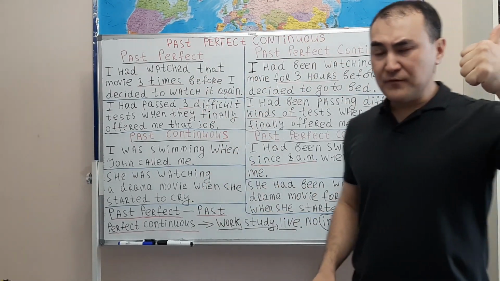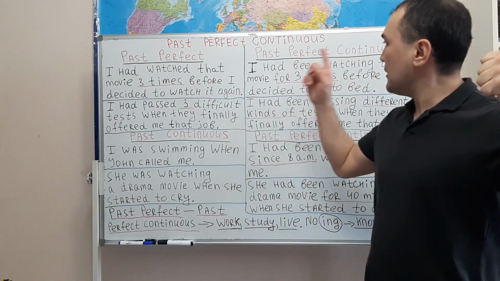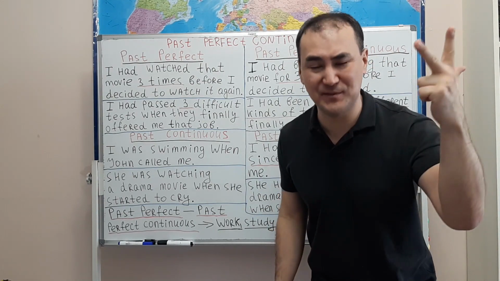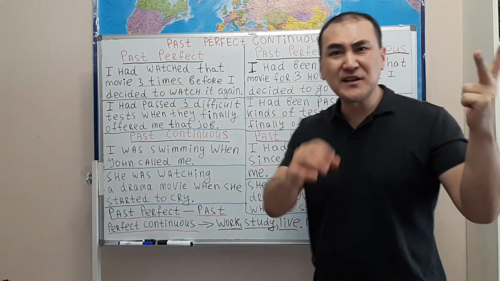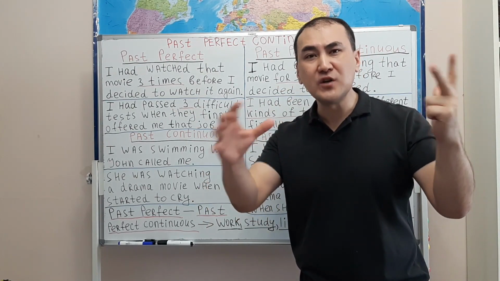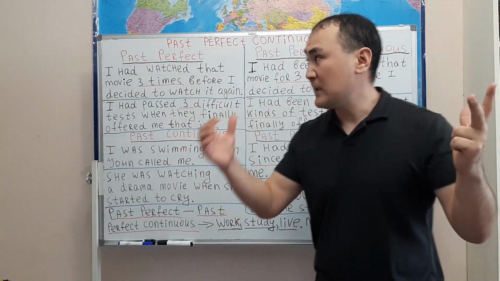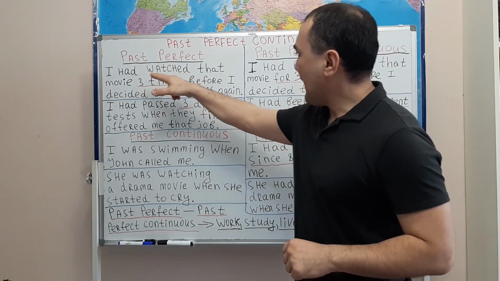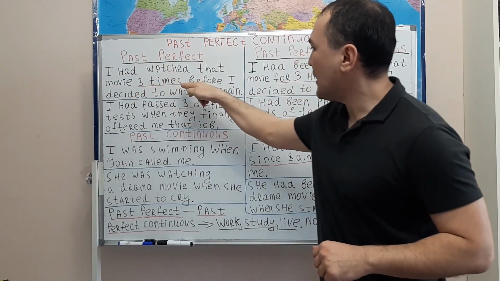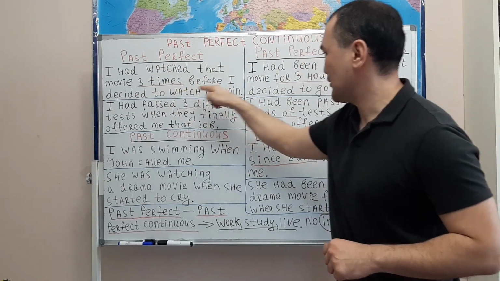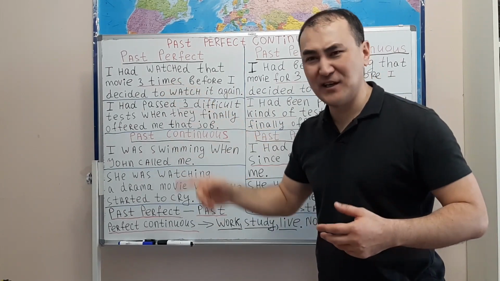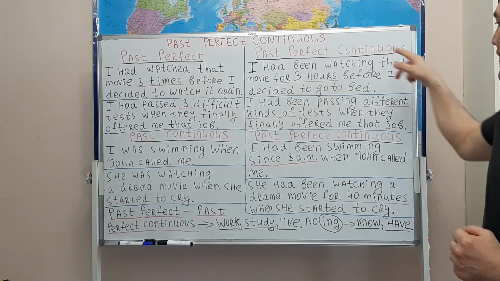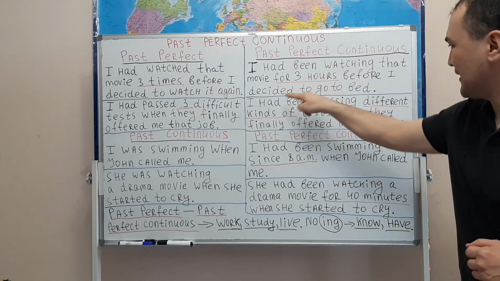So, first, do not say how much, how many, and how many times in past perfect continuous. Right? Do not use an exact time or exact quantity or number of something in past perfect continuous. Alright? So let's see the examples. I had watched that movie 3 times before I decided to watch it again. How many times? 3 times. Exact number. I had been watching that movie for 3 hours before I decided to go to bed.